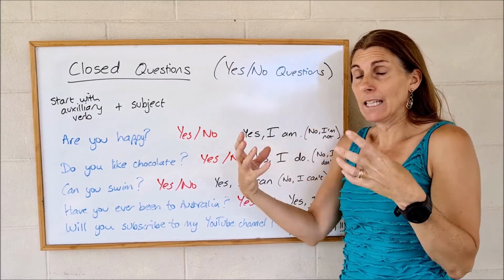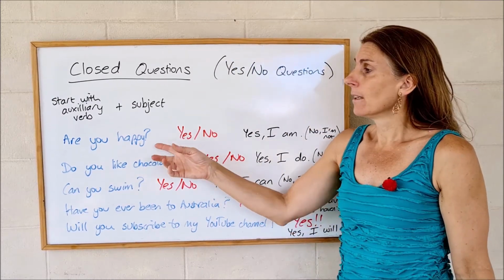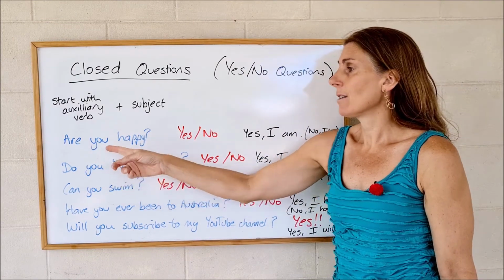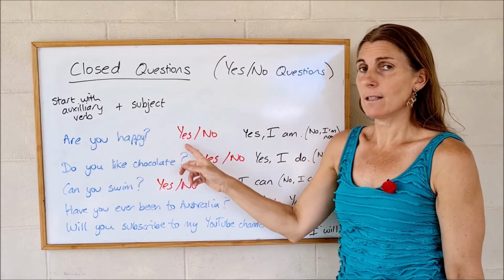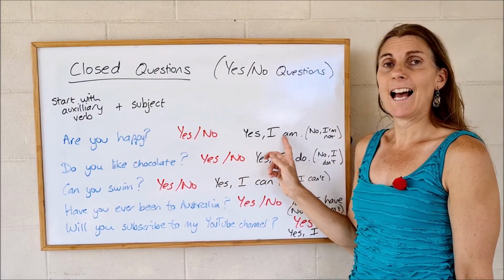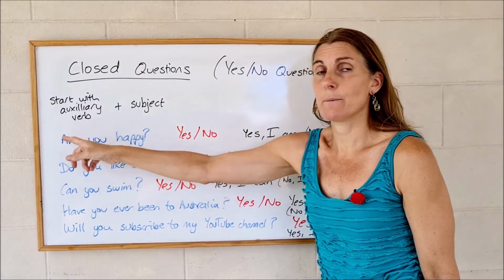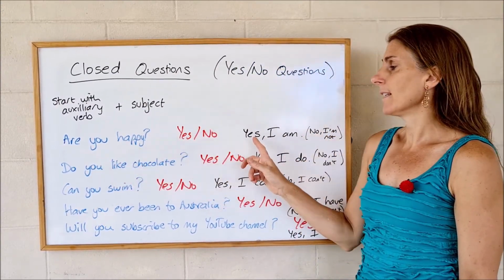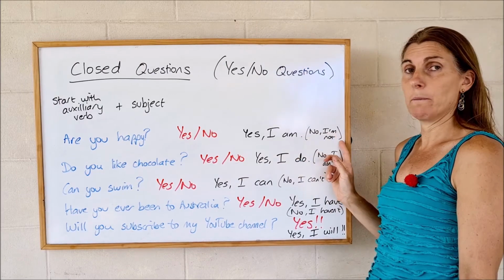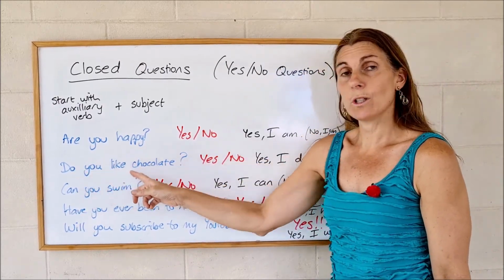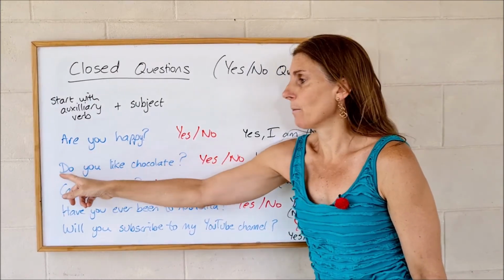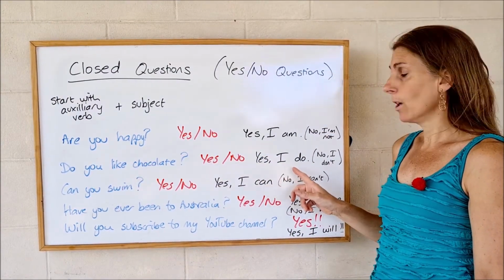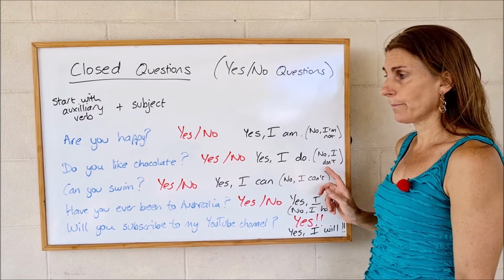So these are very closed questions because they only need one-word answers. You can give a little extra in them by using the auxiliary verb that's in the question. So instead of saying, are you happy? Yes, you can say, yes, I am. So the auxiliary verb is be, so we use be in the answer. So are you happy? Yes, I am, or no, I'm not. Do you like chocolate? Here the auxiliary verb is do, so that's what we use in the answer. Yes, I do, or no, I don't.